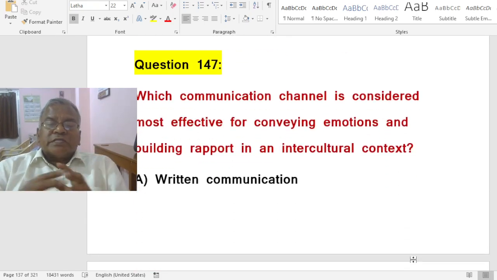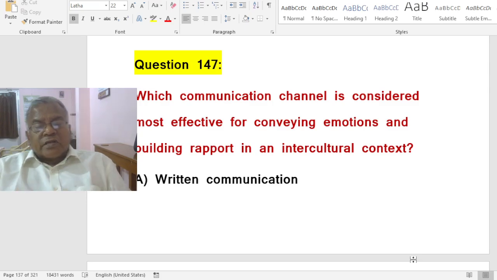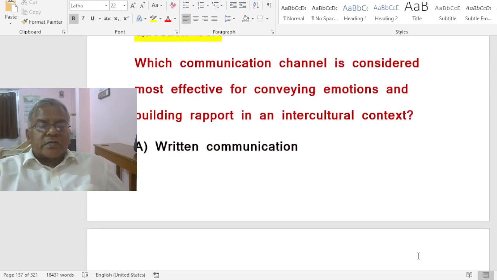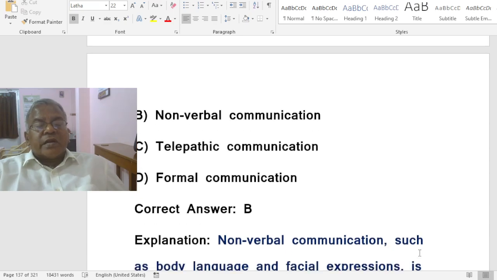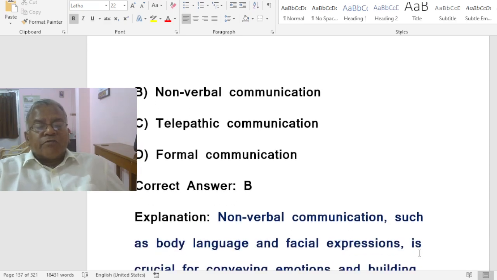Which communication channel is considered most effective for conveying emotions and building rapport in an intercultural context? A. Written communication. B. Non-verbal communication. C. Telepathic communication. D. Formal communication.